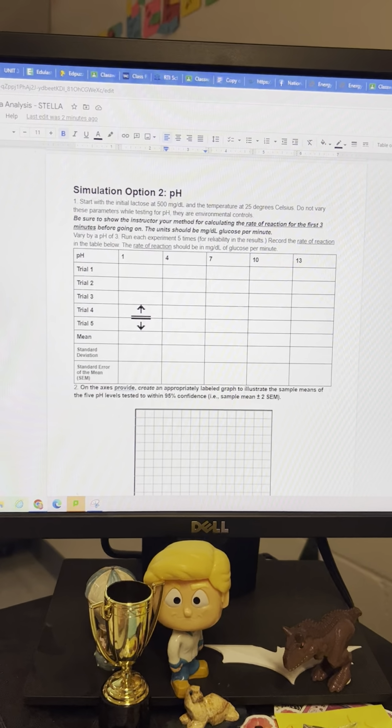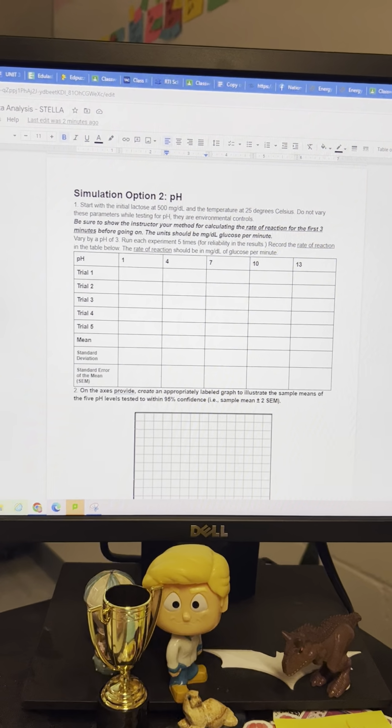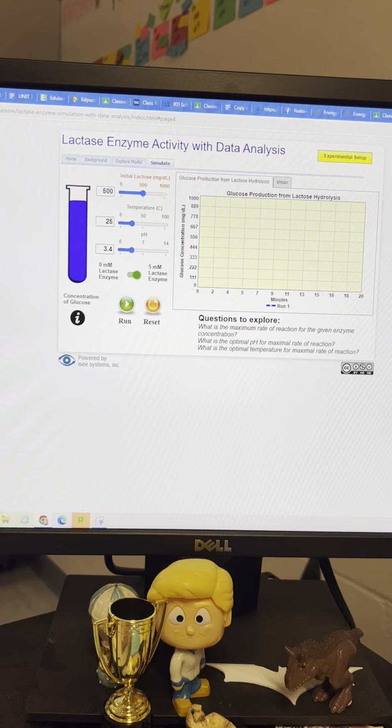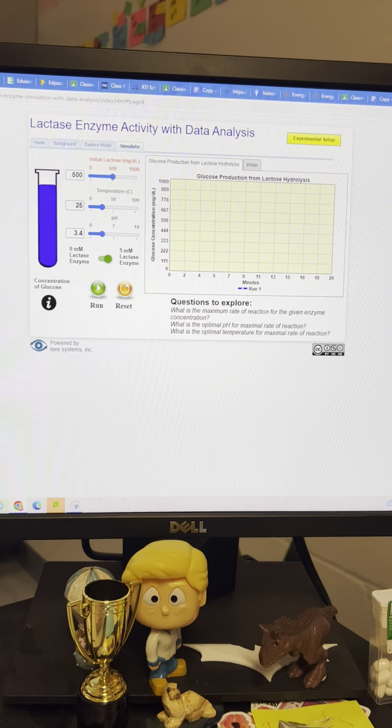All right, and then you're going to do the same thing for this one, except everything's going to stay the same. You're just going to change the pH. You're going to manipulate the pH. And that's it. That's how it works.